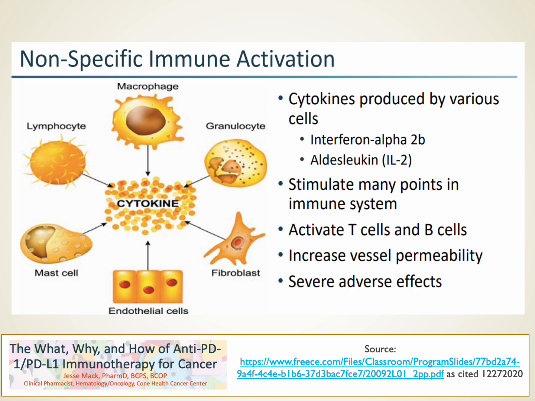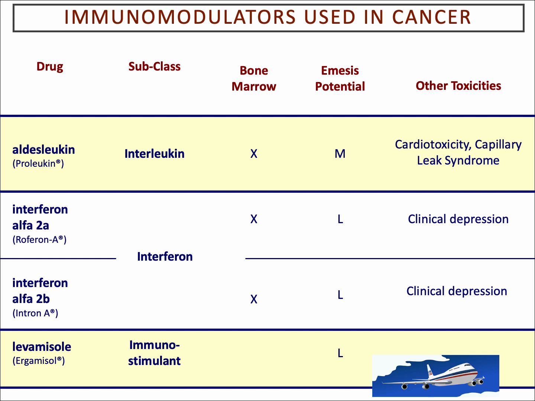They served their purpose early on, but they're associated with lots of toxicities. They increase vessel permeability. They're not very specific to what they're doing. And so we have much better interventions now immunologically that are much more specific and better targeted. So these kinds of agents have fallen largely by the wayside as far as therapeutics go. This graphic indicates the interleukins and the interferons. They're associated with bone marrow suppression and other toxicities, including capillary leak syndromes and clinical depression. Largely these agents have been pretty much abandoned in therapy.